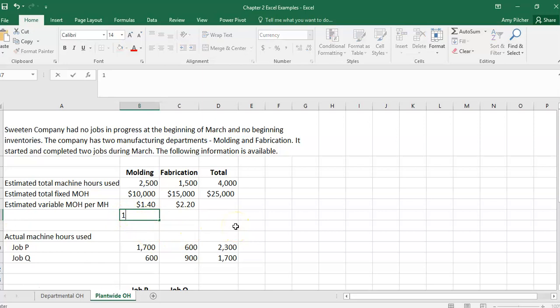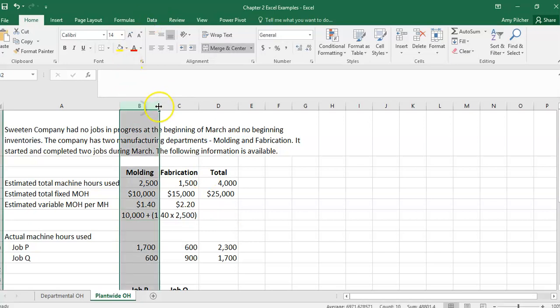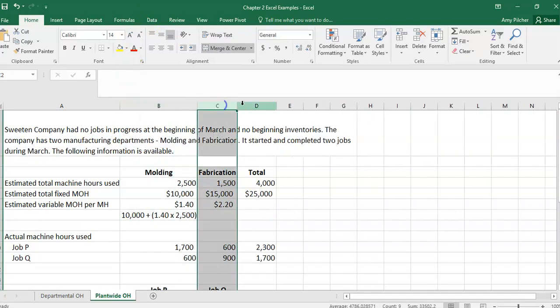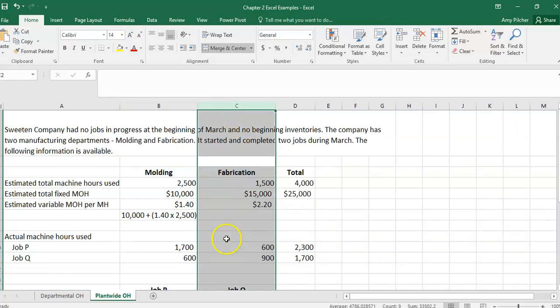Remember that our linear equation is fixed cost plus variable cost times the number of machine hours, or direct labor hours, or units, or whatever we use, equals total cost. So 10,000 in fixed cost plus $1.40 in variable overhead times 2,500 in machine hours. Make these bigger so you can see the full equation.